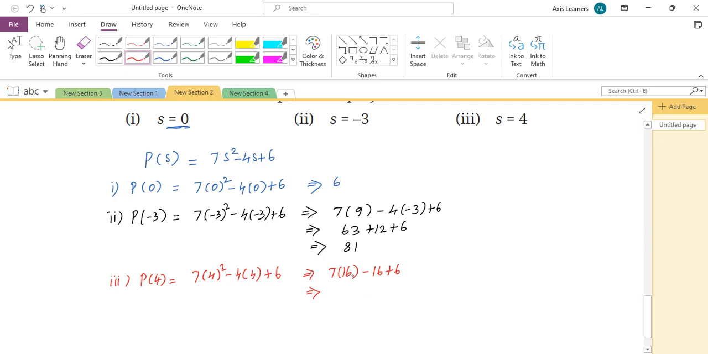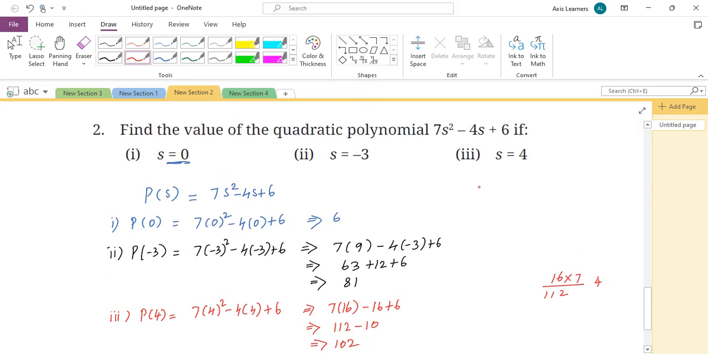5 16s are 80. 80 plus 16 is 96. 96 plus 6 is 102. Okay, so we will do the calculation to verify it. 7 6s are 42, remaining 4. 1 7 is 7. 7 plus 4 is 11. So 112. 112 minus 16 minus 16 plus 6 is minus 10. So the answer is 102. 102 is the answer for this polynomial.